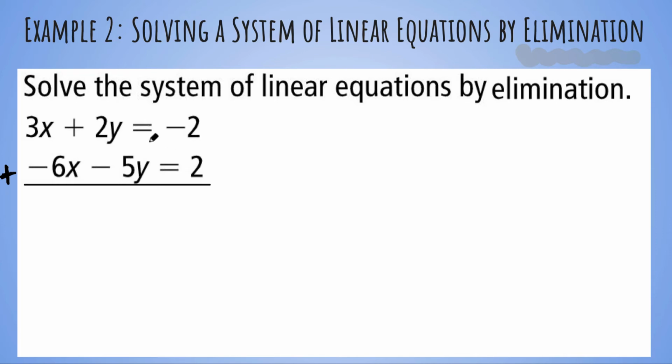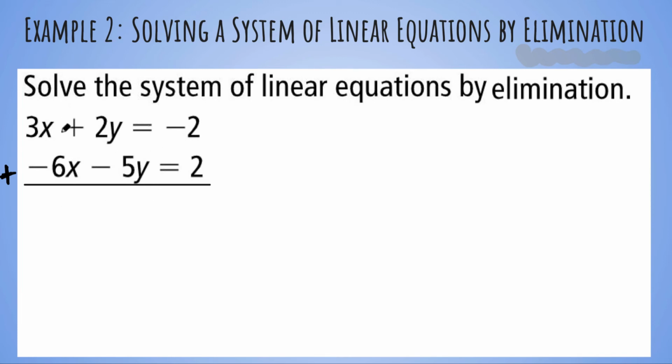I also should point out that both of these equations are in standard form. We have our x term, our y term, an equal sign, and then the constant. If your equations are not in standard form, that really is the first step, your setup step, that you need to do before you even try to find a variable that's going to cancel out. So put them in standard form. And as we see here, if we try to add these two equations together, the x will not fall away, nor will the y. 3x minus 6x gives us a negative 3x. 2y minus 5y gives us negative 3y.